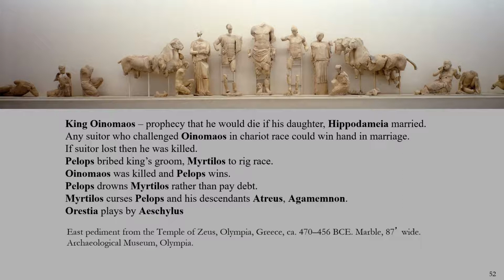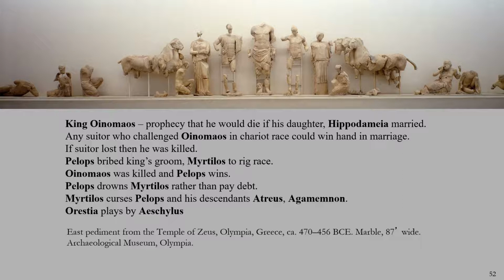This tells the story of a king named Oinomaus, who heard a prophecy that he would die if his daughter married. And any suitor who challenged the king in the chariot race could win her hand in marriage. But if the suitor lost, then he was killed. So basically, the king had this sort of magical horse given to him by the gods. And so there was no way that anybody could win this race against the king.